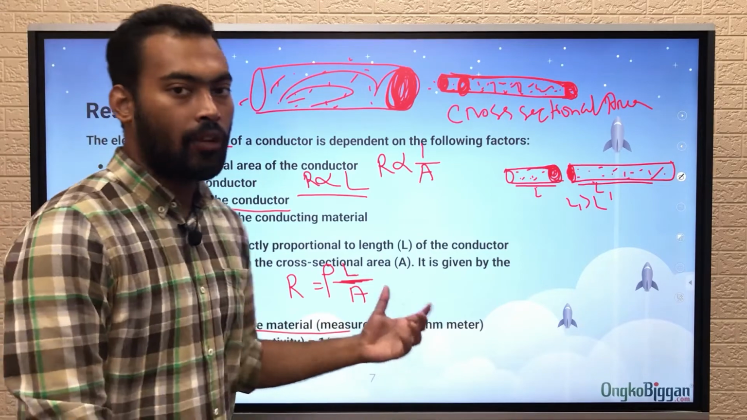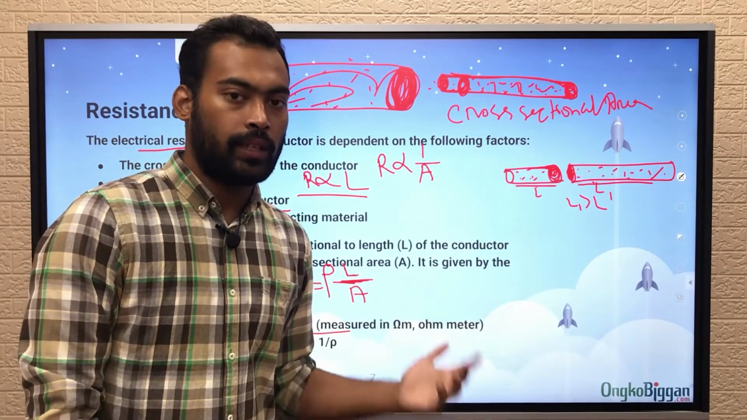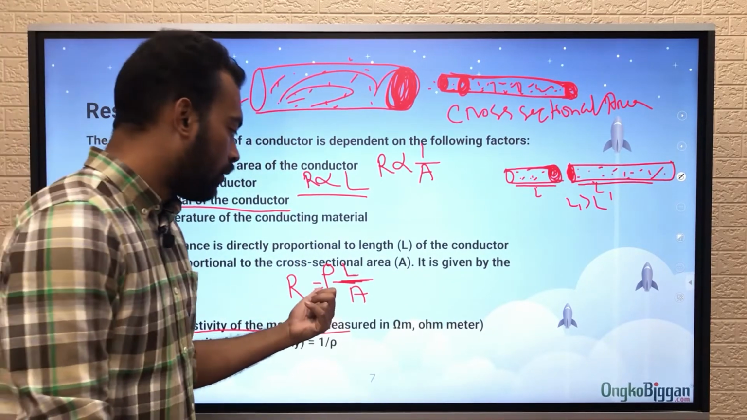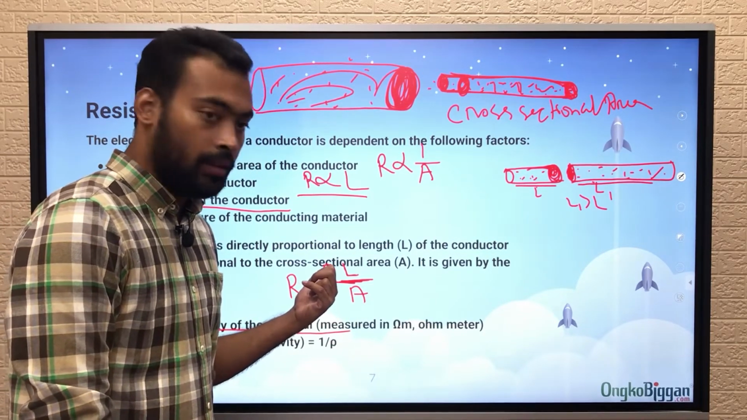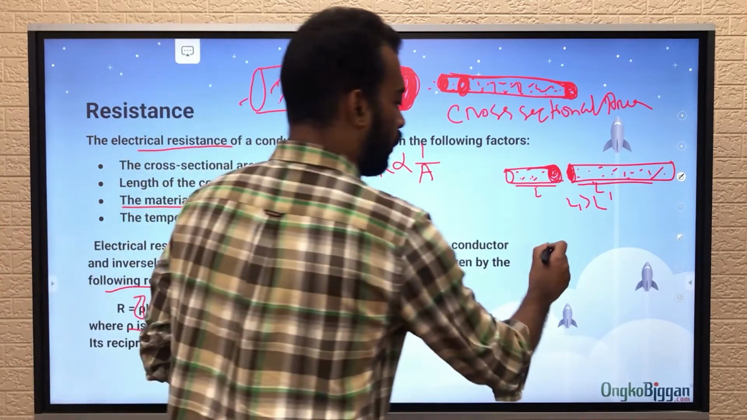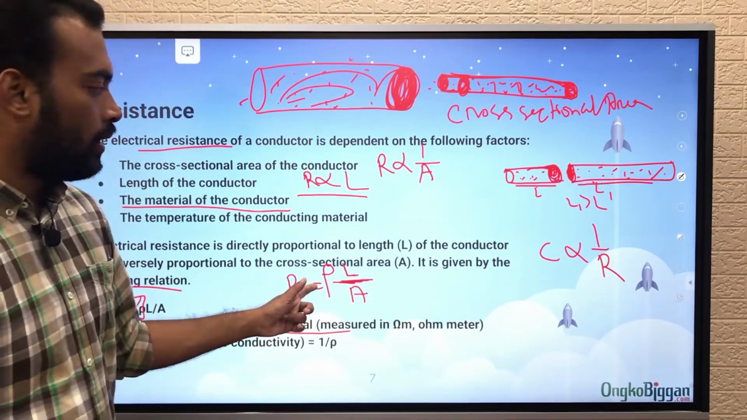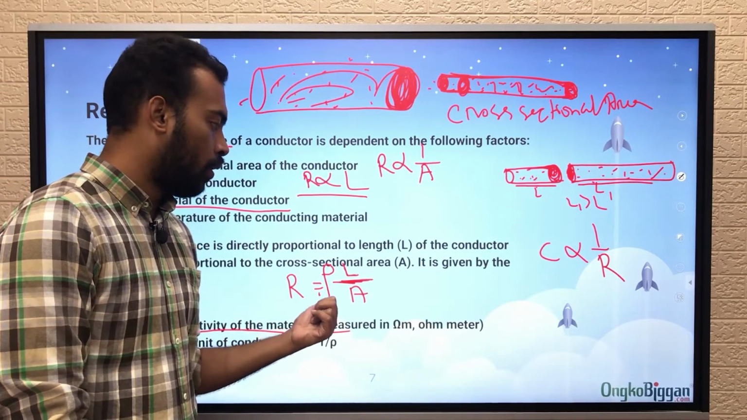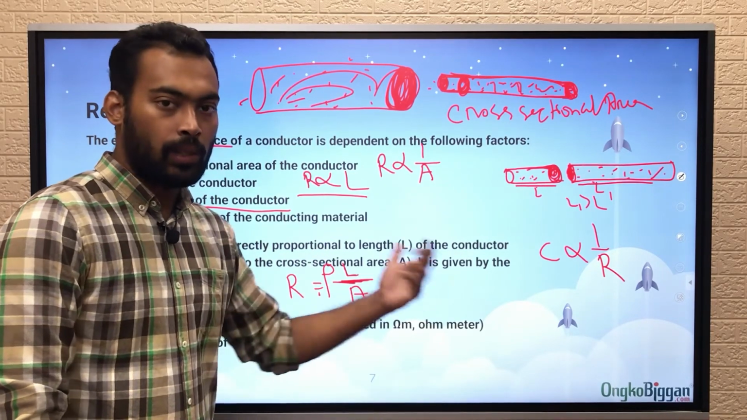So rho actually determines the property of the conductor, how resistive or how conductive it is. Basically, it talks about the resistivity of the material. So if it is more conductive, the value of rho will be less, because conductivity is inversely proportional to resistivity. If the conductivity is high, the value of rho will be less, and if the conductivity is low, the value of rho will be higher, because the resistivity will become higher. Simple.